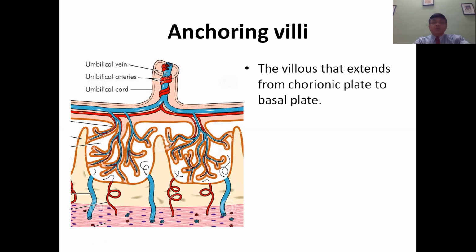So you can take down the villus that extends from the chorionic plate to the basal plate. So it actually anchors the placenta there. These are called anchoring villi.